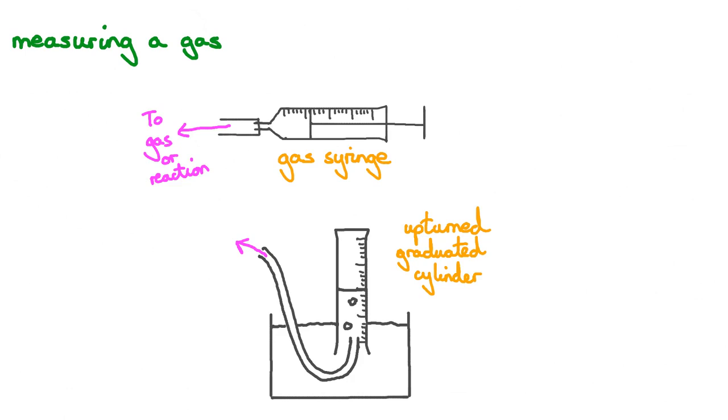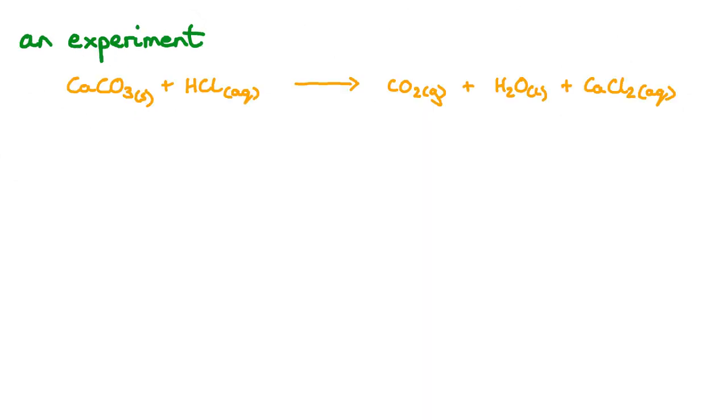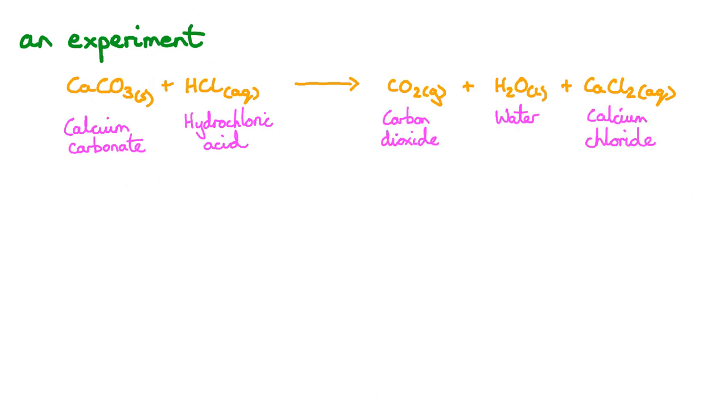Now that we've learned how to measure gases, liquids and solids, let's put this to use in an experiment. Let's imagine that we're carrying out this reaction. We have calcium carbonate reacting with hydrochloric acid to form carbon dioxide, water and calcium chloride. Note that this equation is not balanced. We're told that we need to measure the production of this particular product, CO2 gas. So let's work out which apparatus we're going to need.